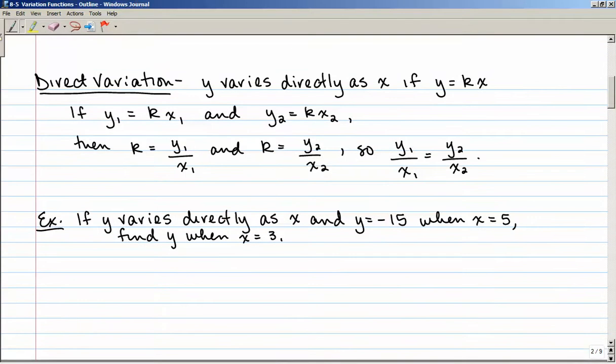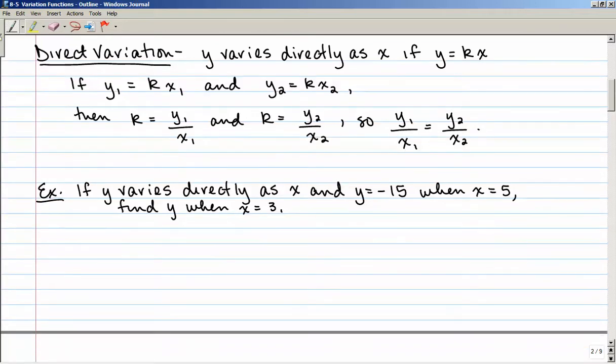First of all, direct variation says that y varies directly as x if y is equal to k times x. So if we're given 2 different sets of values, if y1 is equal to k times x1 and y2 is equal to k times x2, then solving each of those equations for k by dividing both sides by x, k is equal to y1 over x1, and k is also equal to y2 over x2, so y1 over x1 equals y2 over x2. Basically, y over x.